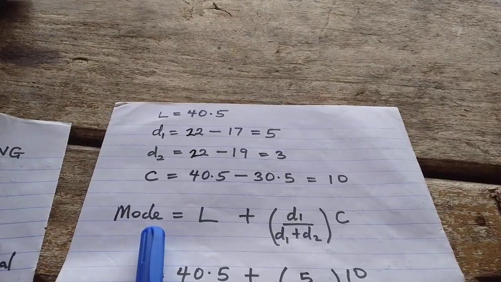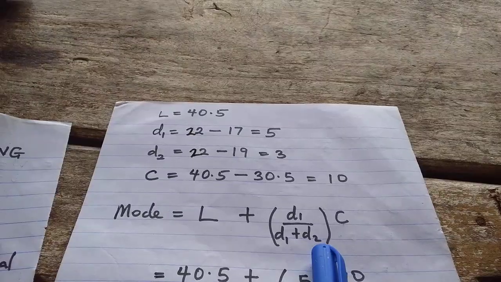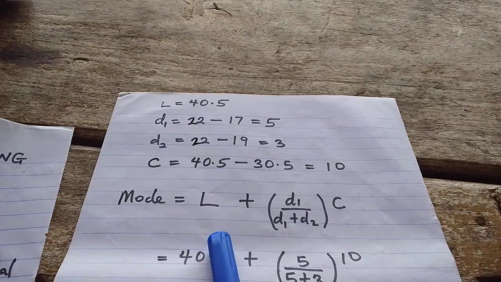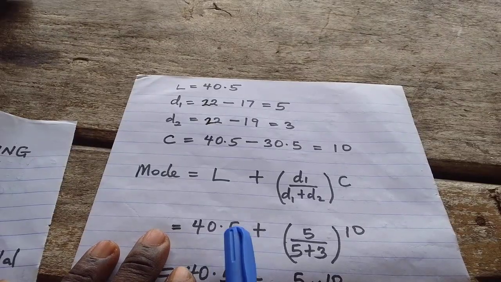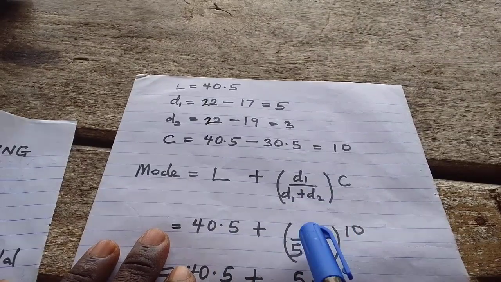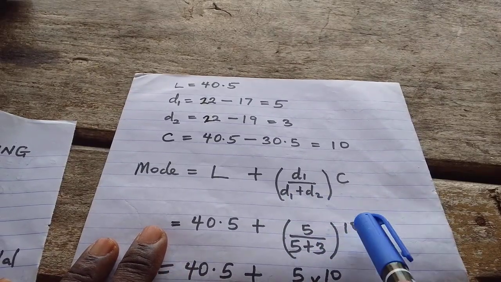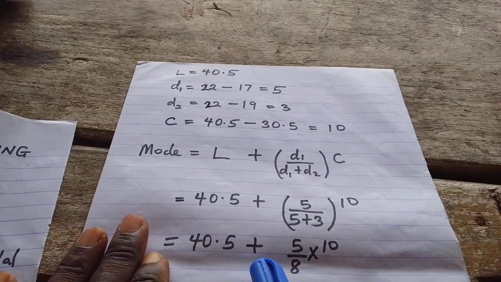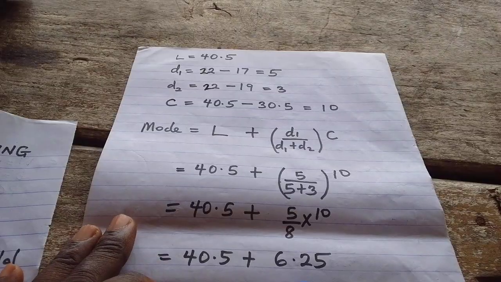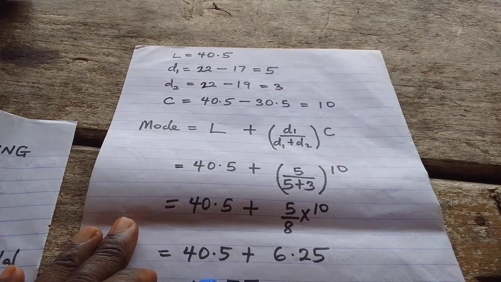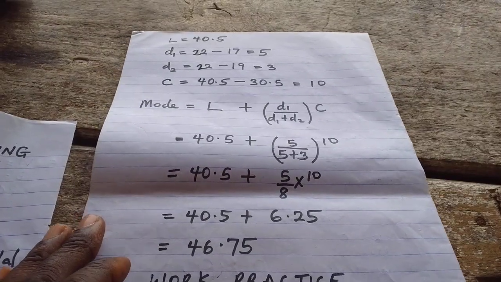So the formula for the mode is L plus D1 over D1 plus D2, times C. So our L, which is the lower class boundary, is 40.5 as we have checked earlier, plus our D1 is 5 over D1 plus D2, that is 5 plus 3, then everything times 10. So we are having 40.5 plus 5 divided by 8 times 10 will give you 6.25. When you now add 40.5 and 6.25, it will give you 46.75.